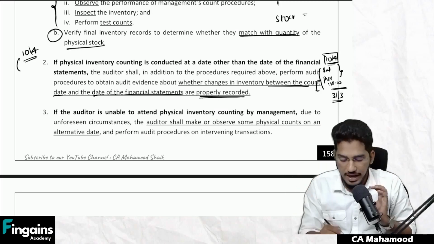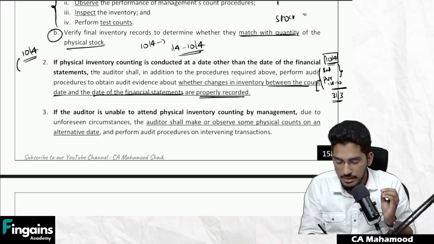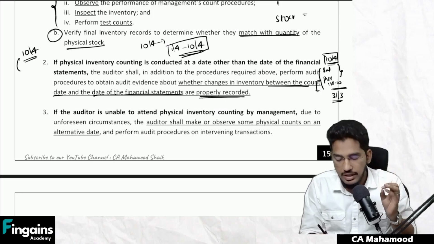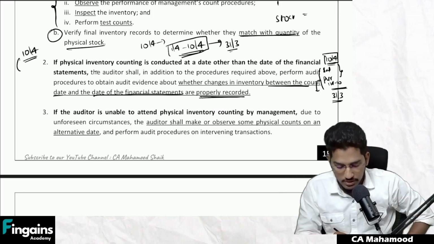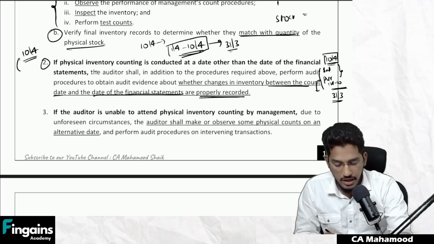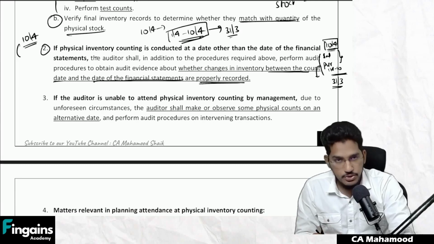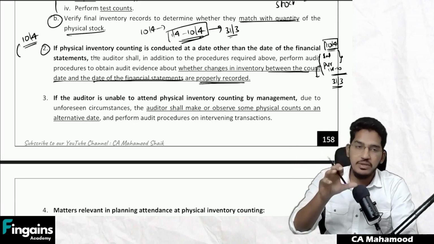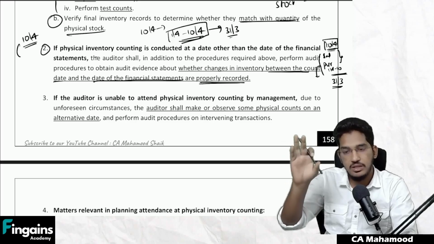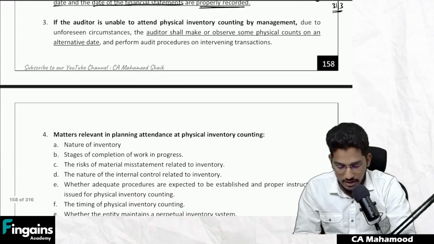or not. So if I did the verification on 10th of April and the stock is matching, and the proper recording of transactions has been done, whatever transactions have taken place from 1st of April till 10th of April, if these transactions are correctly recorded, then I can easily do the reverse calculation and find out the stock existing as on 31st of March. So that's what they say here. Once again, if I read it, if physical inventory counting is conducted at a date other than the date of financial statements, the auditor shall, in addition to the procedures required above, perform audit procedures to obtain audit evidence whether changes in the inventory between the date of financial statements and the date of counting are properly recorded or not. Okay, so this is the first step, attend management's inventory counting process.